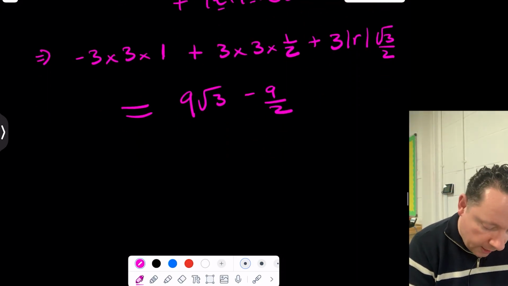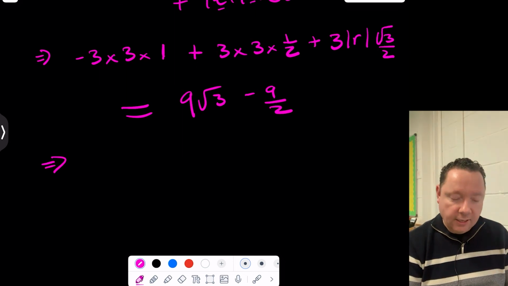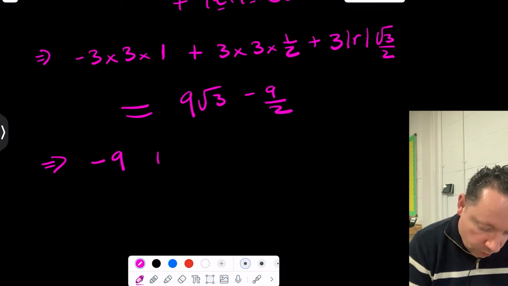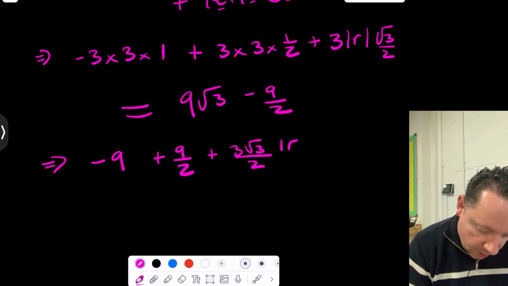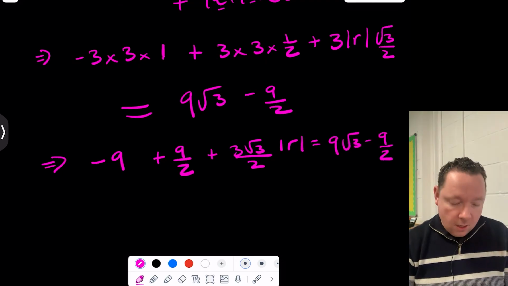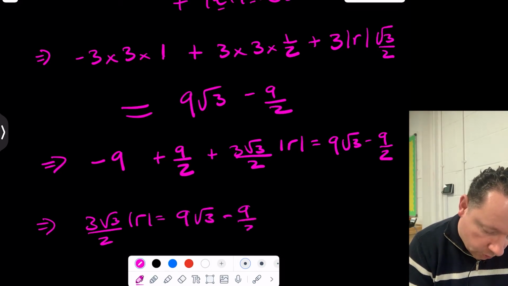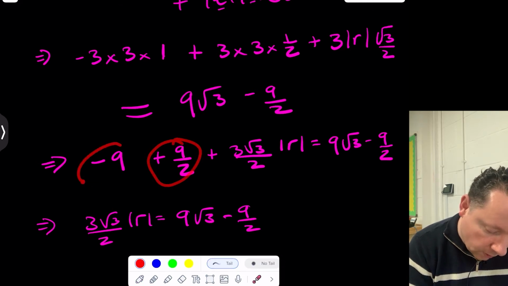So let's just try and tidy this up. We've got minus 3 times 3 is 9 times 1, so that's minus 9, plus 9 over 2, plus 3 root 3 over 2, times the size of R, equals 9 root 3 minus 9 over 2. So moving everything over to the right hand side, that means we've got 3 root 3 over 2 times R equals 9 root 3 minus 9 over 2, and then minus another 9 over 2 plus 9.